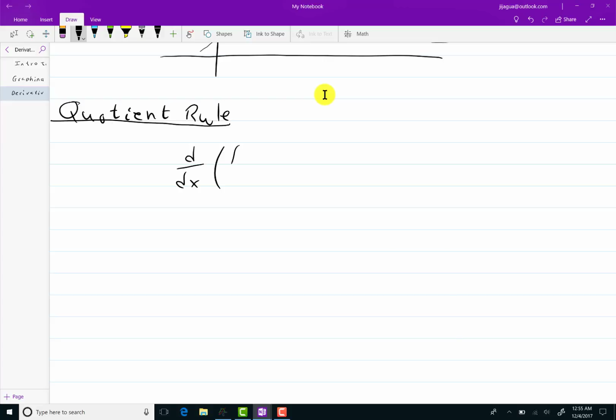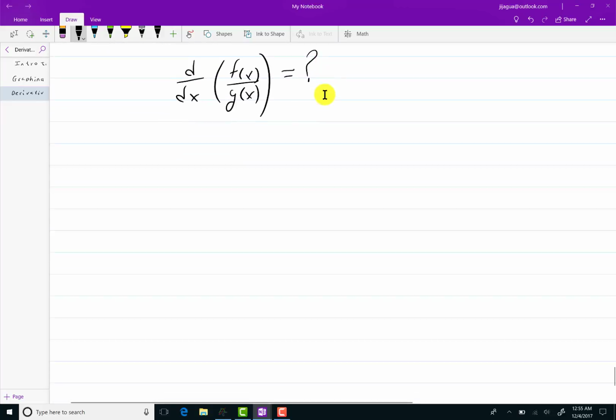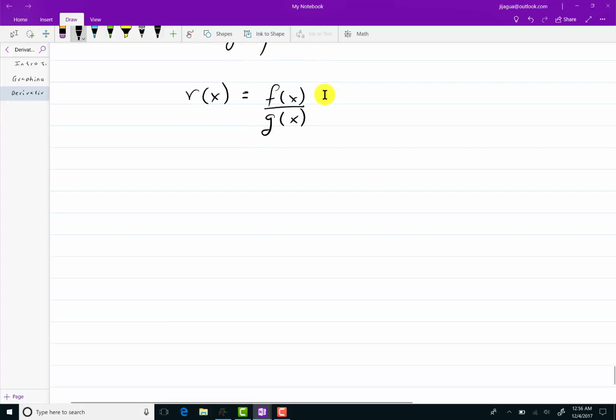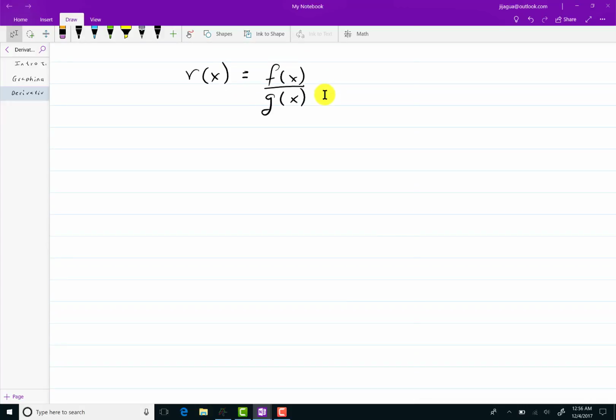So I'm going to have f of x divided by g of x. What does that equal? Well, what I'm going to do is this. I'm going to let r of x equal that. I saw this in a book and it's a much better way than I was planning on doing it, so I thought I might copy that method. Now I'm going to multiply both sides by g of x. So I'm going to have f of x equals r of x times g of x.